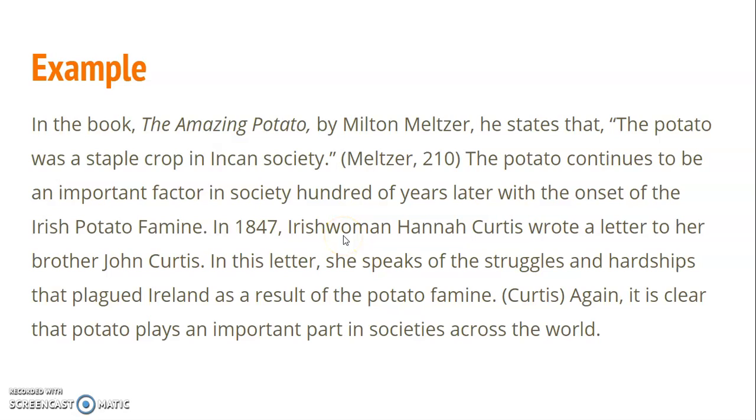So I even went a step further. I have a primary source and I have a secondary source. And this is how I would bring them together. This is how I'd synthesize them with my own reasoning. So this is what I wrote.